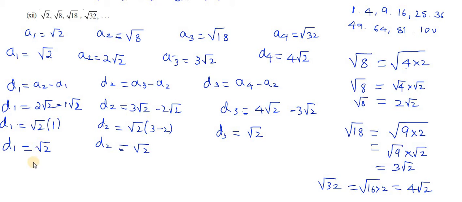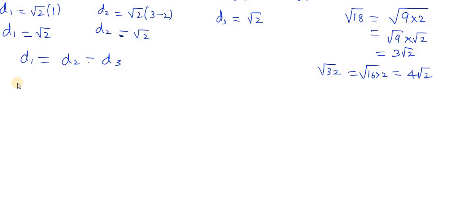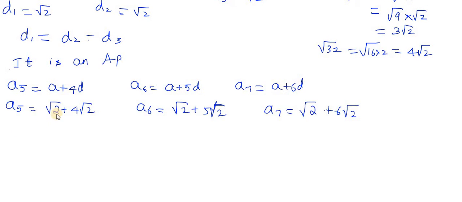So therefore d1 is equal to d2 is equal to d3. If all these terms are equal, therefore it is an AP. Okay, so now it is an AP. You need to write the next 3 terms, that is a5, a6 and a7.